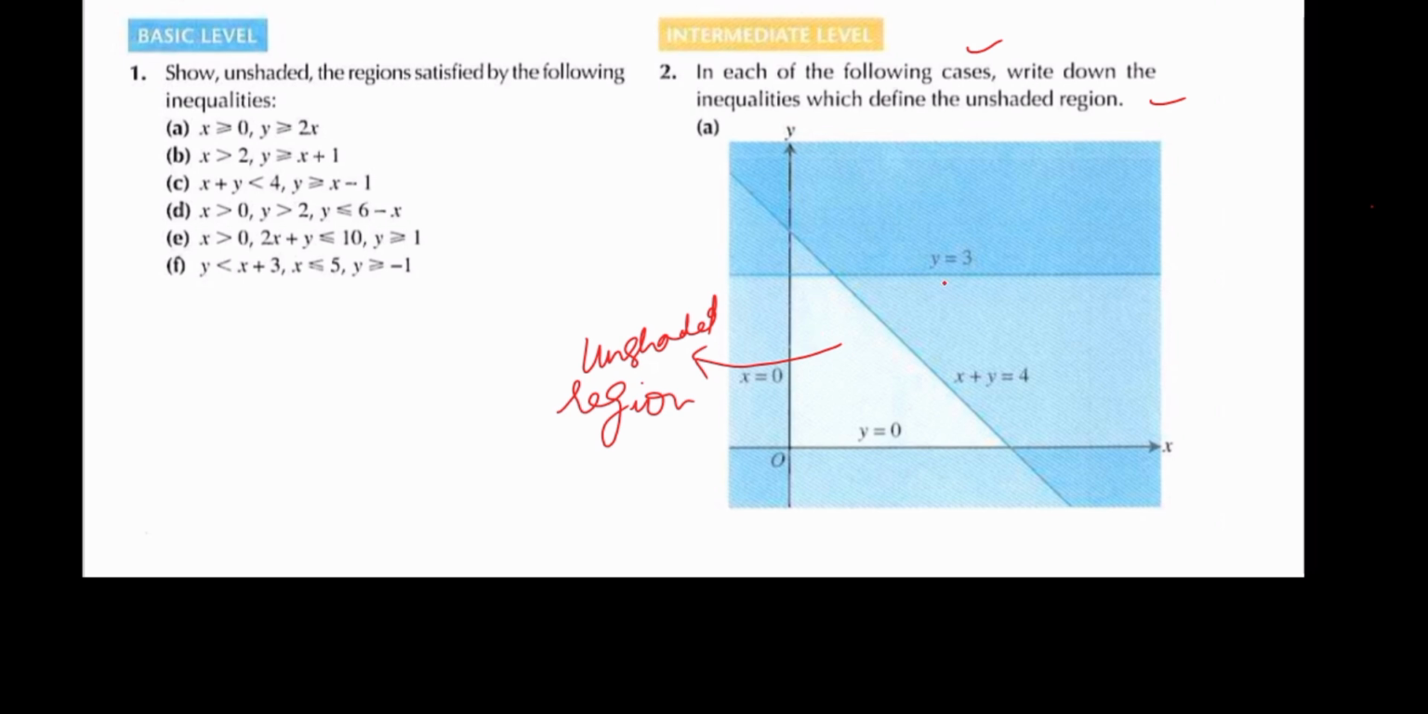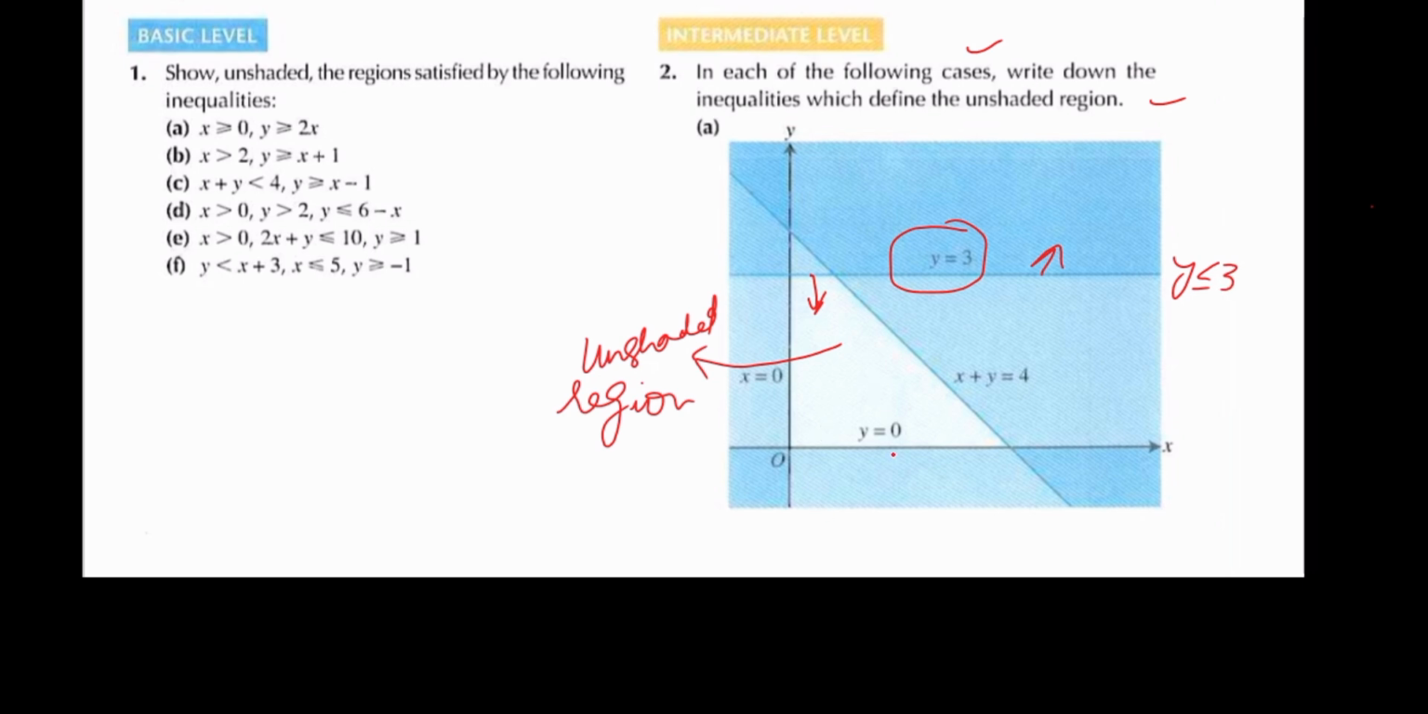Here there are a total of 4 lines. The first line is y is equal to 3. As this is a solid line, it represents y is equal to 3. Now, as the unshaded region, or the white area, is below here, this is our y is equal to 3 line and the unshaded region is below it. So the associated inequality for this line is y less than or equal to 3.